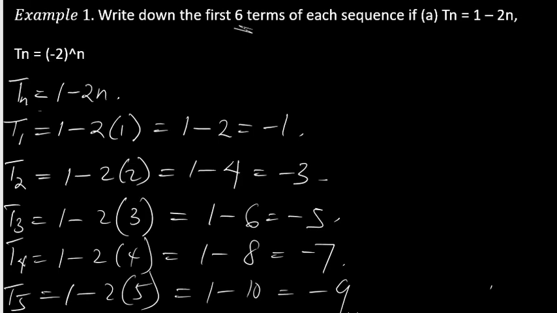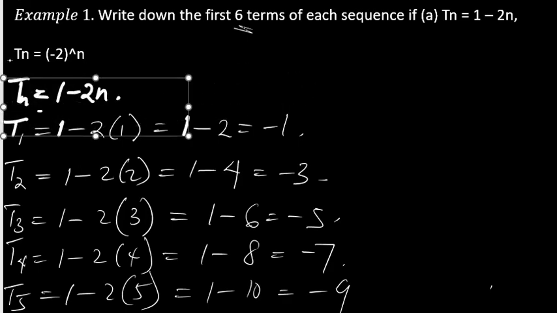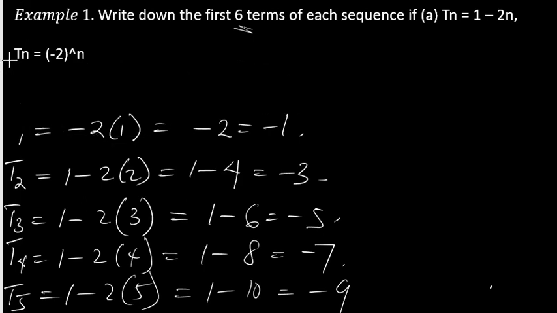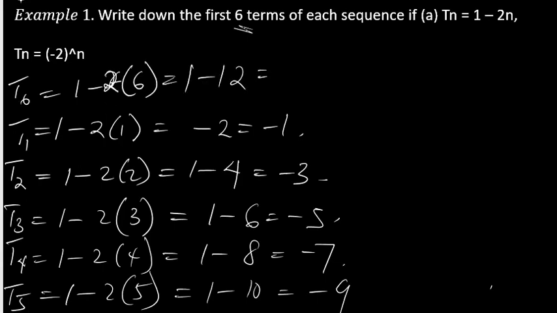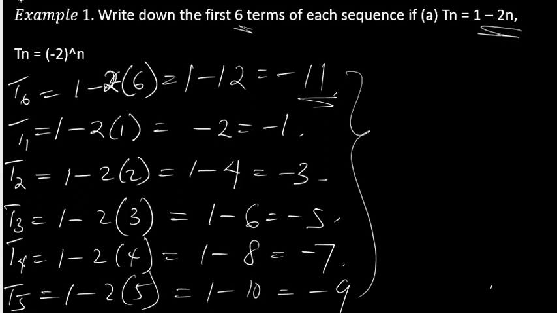Now the sixth one, which is 1 minus 2 times 6, 1 minus 12, which is equal to what? Minus 11. So this is the sequence for this particular term. So the sequence is minus 1, minus 3, minus 5, minus 7, minus 9, minus 11.